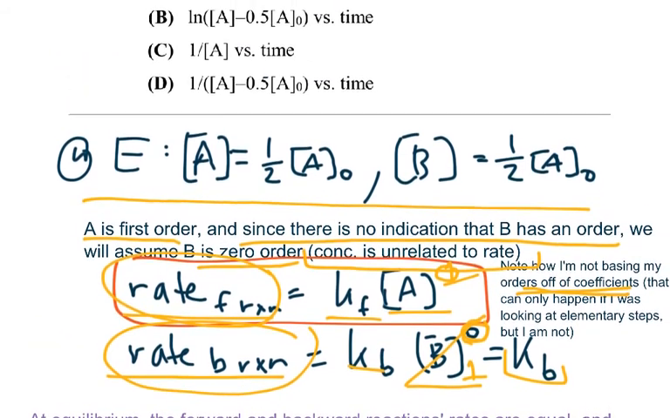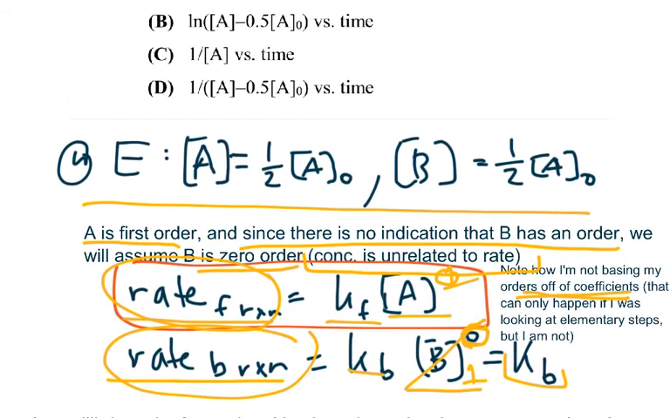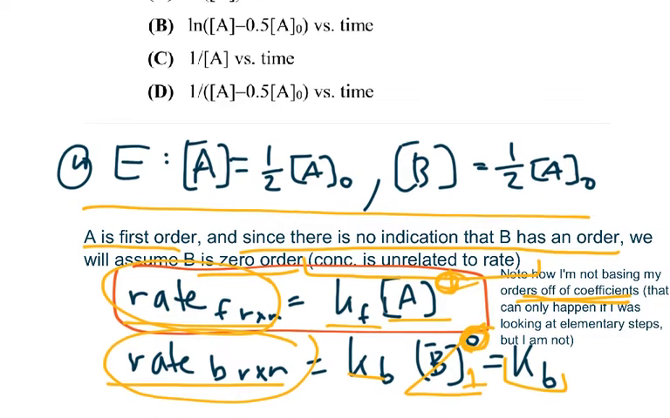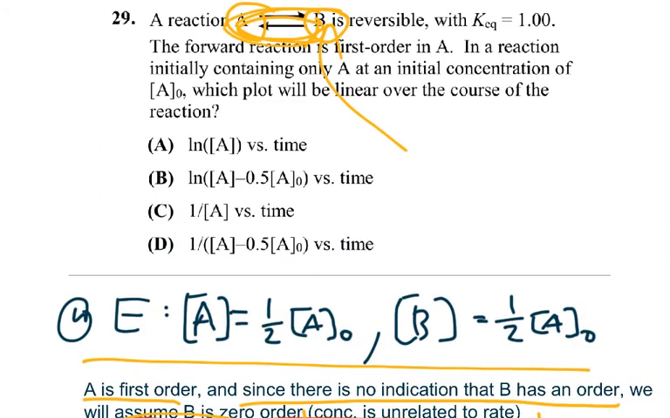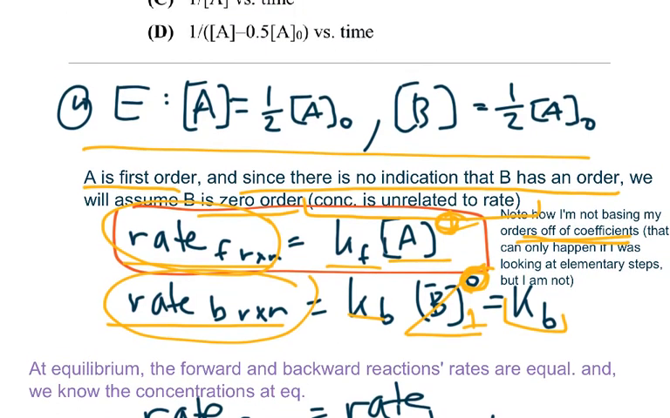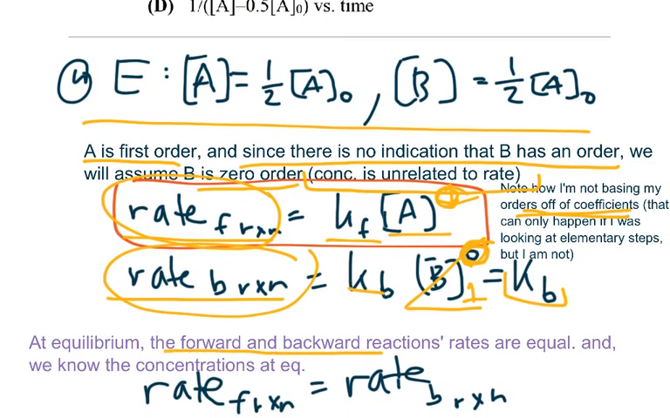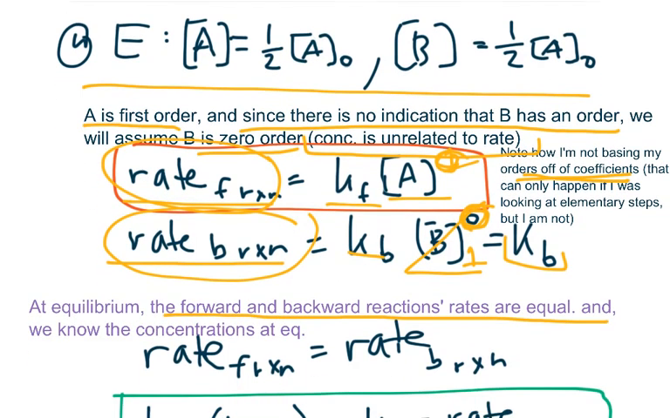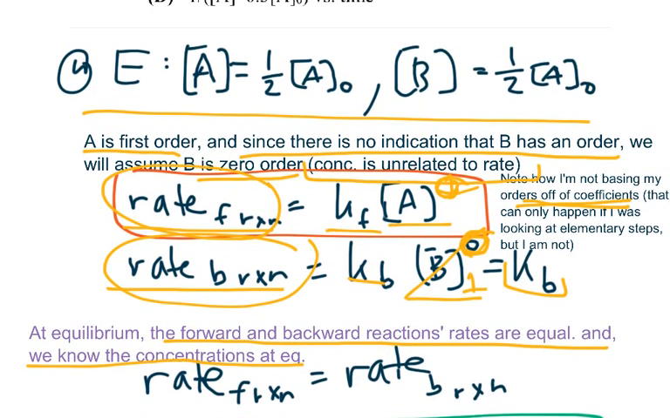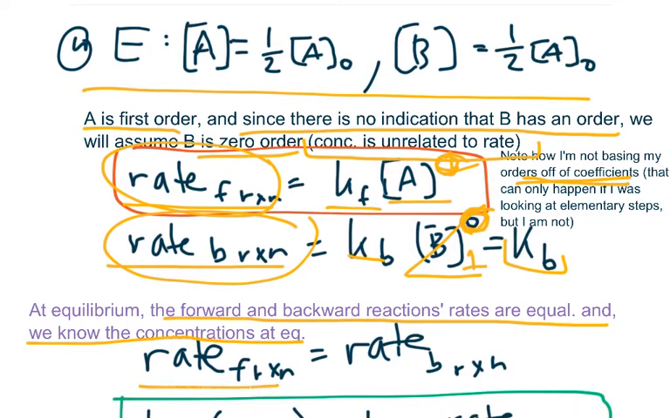So keep a note of that, and remember, don't base your orders off of coefficients, especially if they don't tell you that this is an elementary step, which they don't. So, we know that at equilibrium, the forward and backward reaction rates are equal, and we know the concentrations at equilibrium. So we could write a relationship saying that the rate of the forward reaction is equal to the rate of the backward reaction at equilibrium.